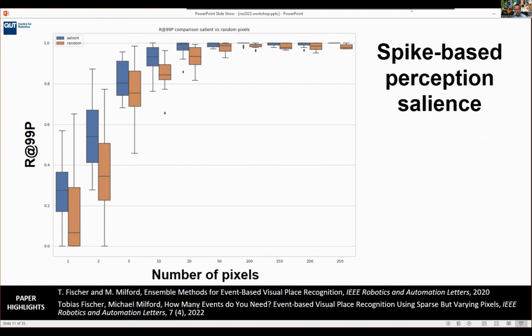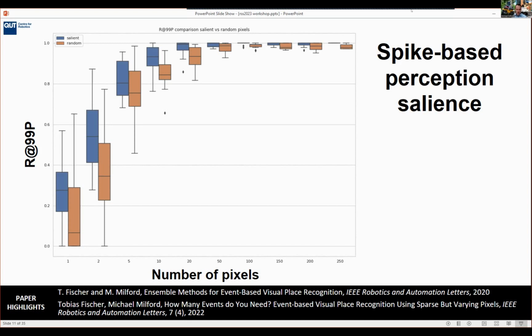pixels. There are really two interesting key takeaways from this graph. The first is the salient performance is shown in the blue columns, and picking pixels at random without a salience measure is shown in the orange. The blue performance, which represents using pixels that are perceived as being particularly salient, gives you a big performance boost. The other really interesting thing from this graph in terms of sparsity of perception is that you get quite good absolute performance.